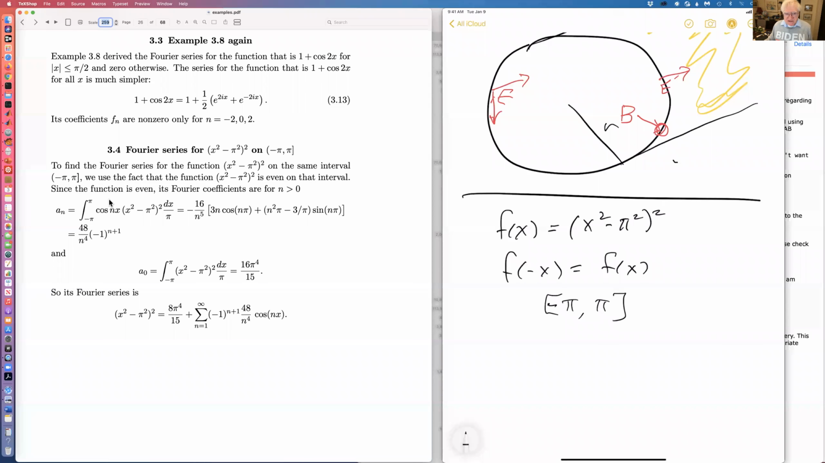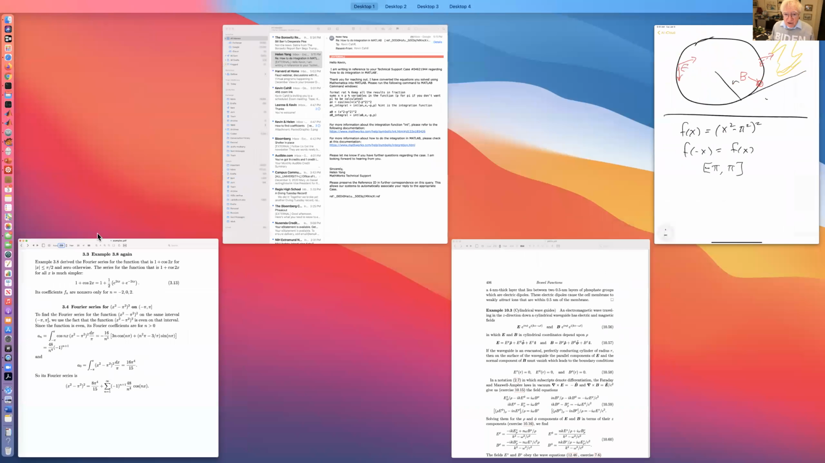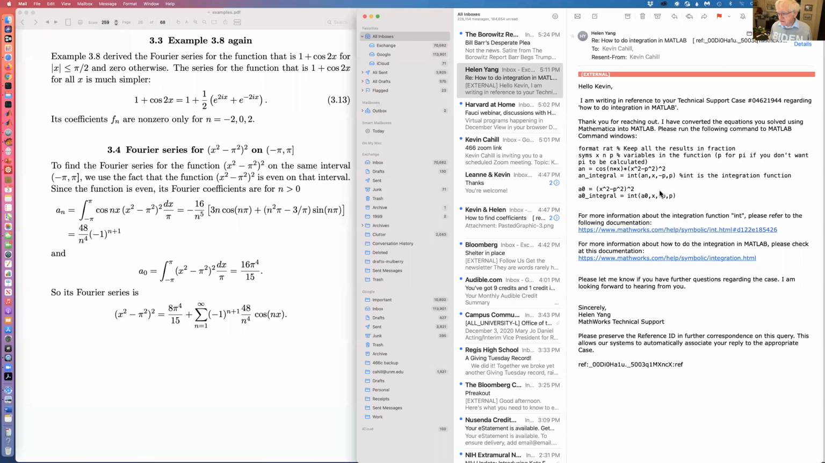Anyway, we can use this formula to compute the cosine integrals. And what I did was I just used Mathematica to get the answer like this. And these then are the answers. But this afternoon, I realized that you don't necessarily have access to Mathematica, but you do have access to MATLAB. So I called MATLAB and asked them to tell me how to do it in MATLAB.